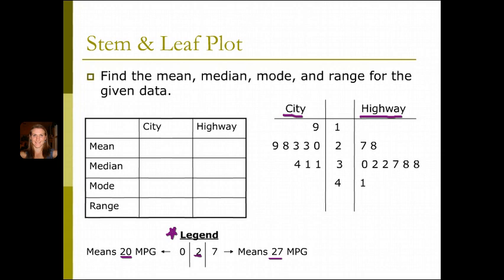So to find the mean for the city, we need to add 19 plus 20 plus 23 plus 23 plus 28 plus 29 plus 31 plus 31 plus 34. When we add all those numbers together, you get 238. We need to then divide by 9 because there's 9 pieces of data for the city. That gives us 26.4 as a mean.